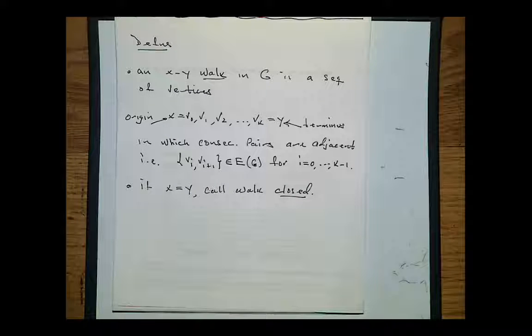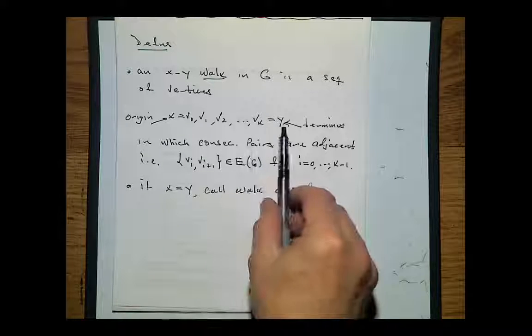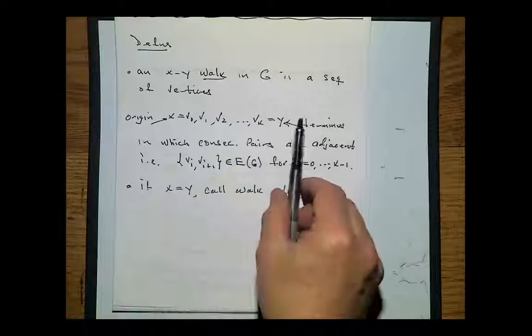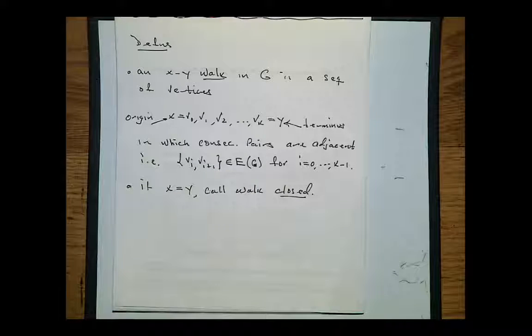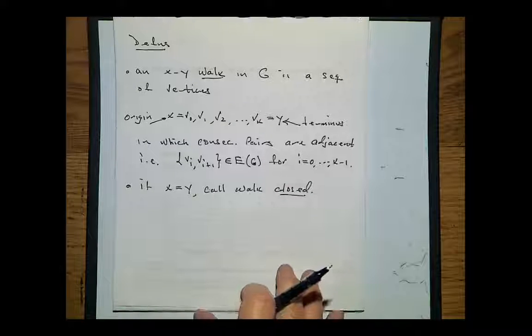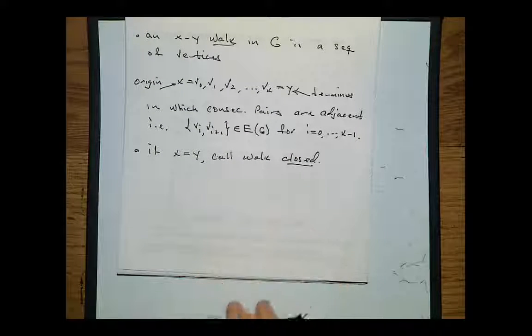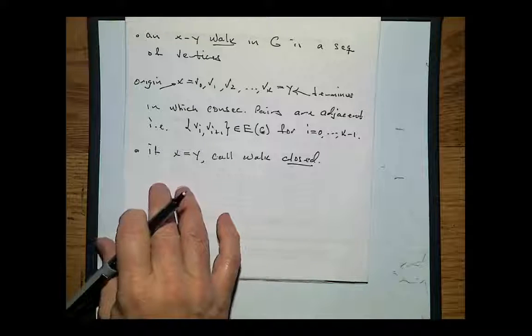But of course, there's no directionality to these streets, right? These are two-way streets. You can travel either direction on any edge. So we don't really distinguish between an xy walk and a yx walk. We don't really care which one of them is labeled the origin and which is labeled the terminus. Now that will matter when we go to directed graphs, when we talk about walks and trails and paths in a directed graph.